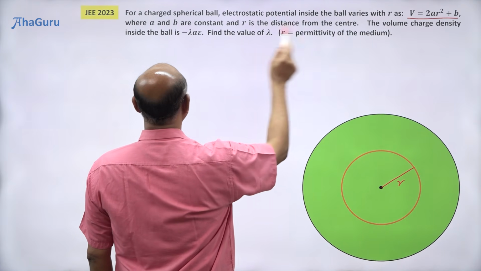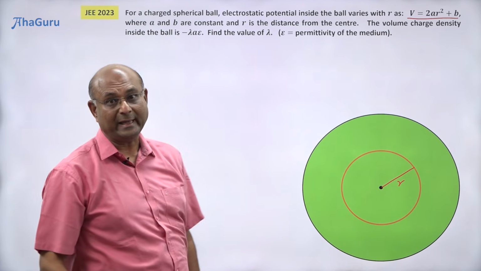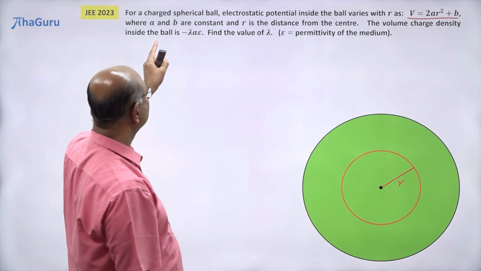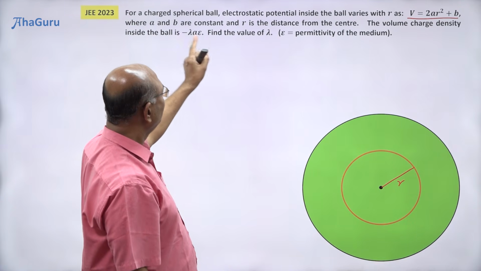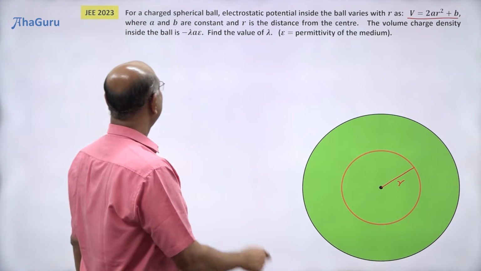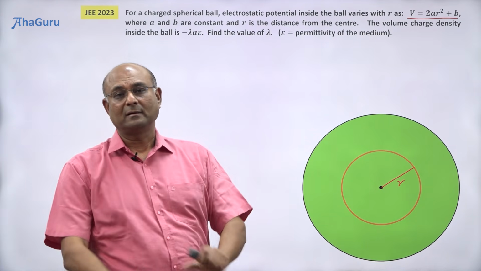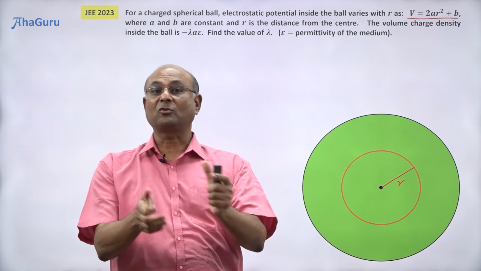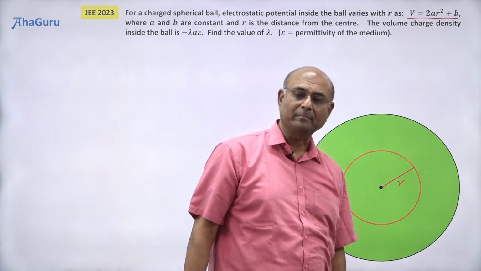The volume charge density inside the ball is given as minus lambda A epsilon. Now, all of these are constants, right? Find the value of lambda. Epsilon is the permittivity of the medium. So basically, this entire ball, the charge density is constant, and this is the potential that we are getting.